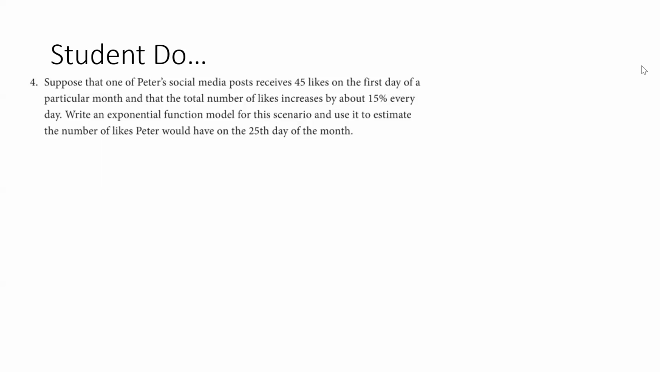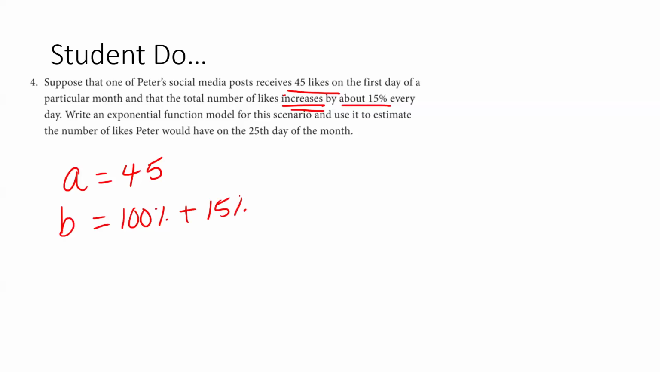Okay, so Peter here. What was Peter's A? 45 likes, right? So our A equals 45. Agreed? All right. What was happening with this B? Was it a growth or a decay? A growth. So that means he's adding that 15%, right? Because it says increases by 15%. So plus 15%, which equals 115%.